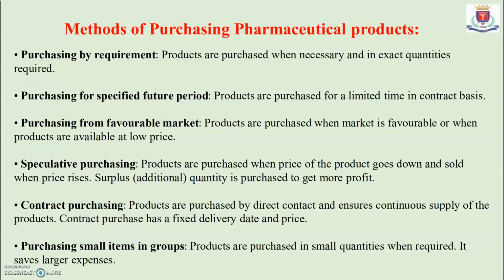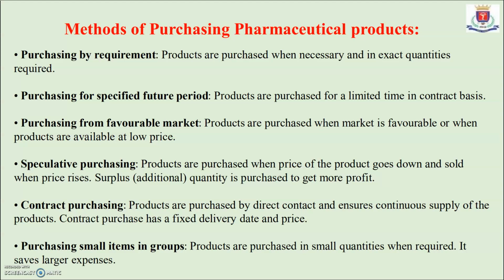So what are the methods of purchasing pharmaceutical products? Purchasing by the requirement, means when it is required we should purchase the medicine or a drug. So products are purchased when necessary and in exact quantities required. For a specified future period, products are purchased for a limited time on a contract basis. Purchasing from a favorable market, speculative purchasing. Products are purchased when the price of the products goes down and sold when prices rise.